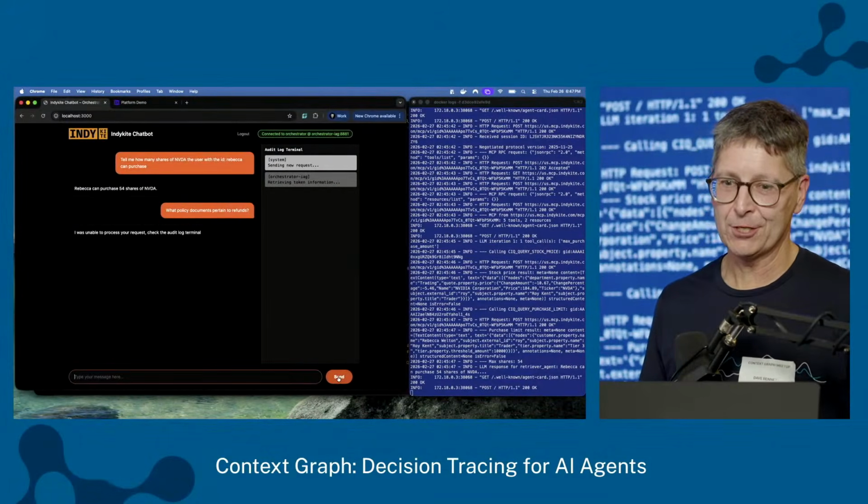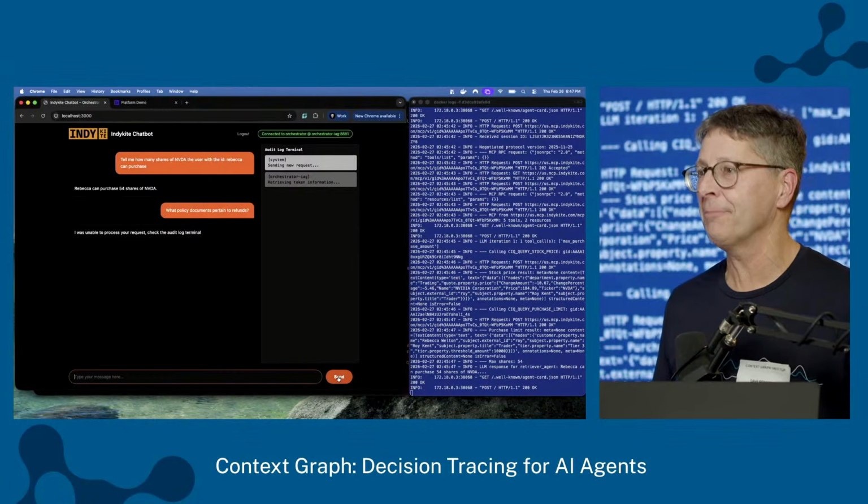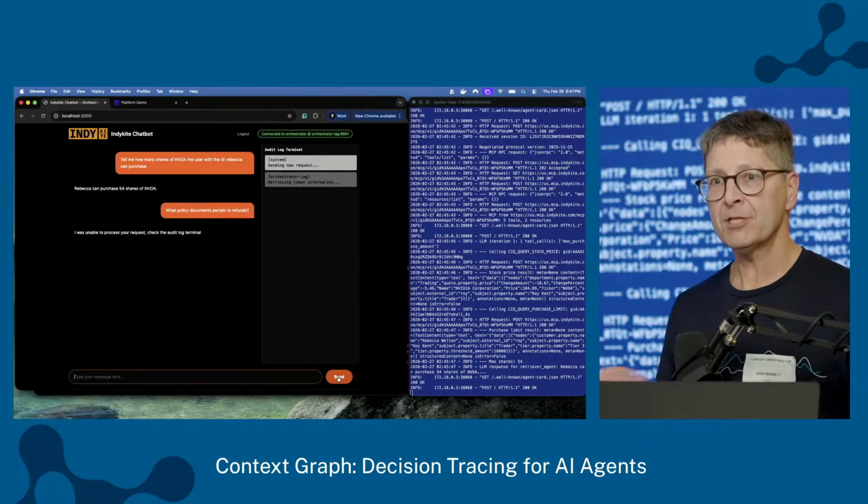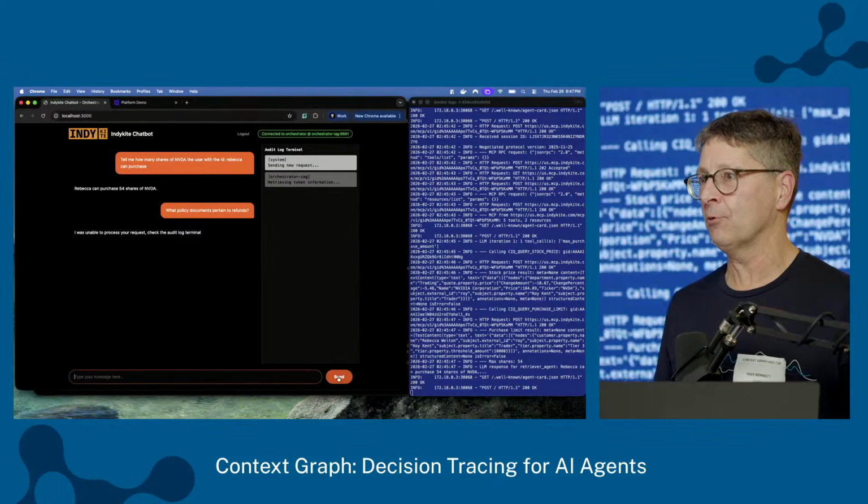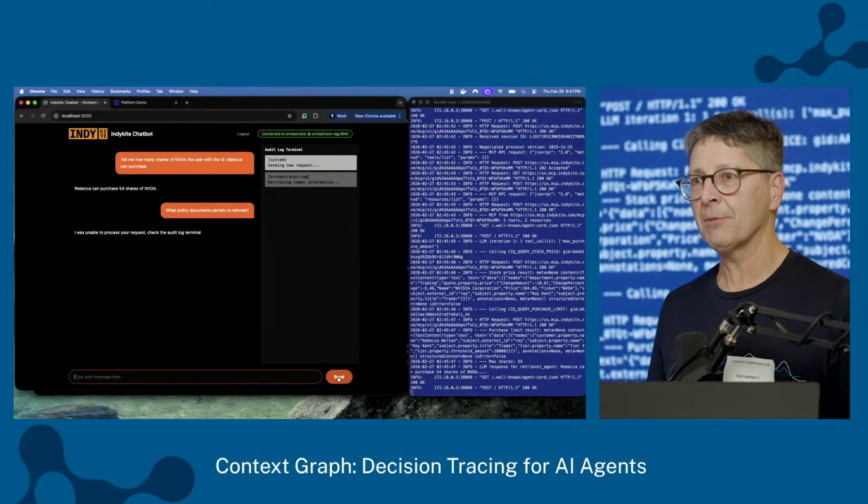I was unable to process your request, check the audit log. But basically what happened was the MCP server found the exact same query, but this time it called it with that third token, with the subject and the two identities in it. And it's not going to serve that response.